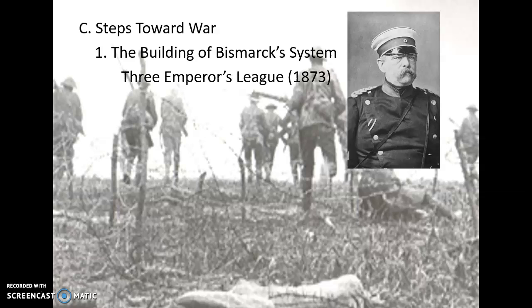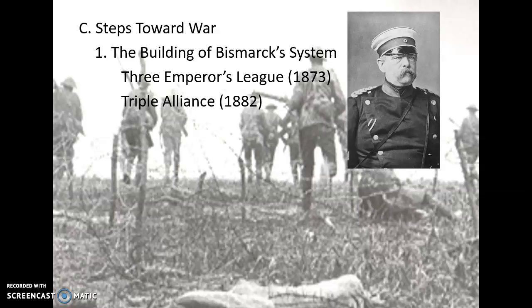First thing, the Three Emperors League, 1873. Thing you need to know about it is it was an alliance between Germany, Austria-Hungary, and Russia. They promised that if any of them were attacked by France, they would support one another in the conflict. The alliance fell apart when Austria and Russia began to dispute over the Balkan region. Instead, Germany and Austria created their own alliance in case Russia attacked either one of them.